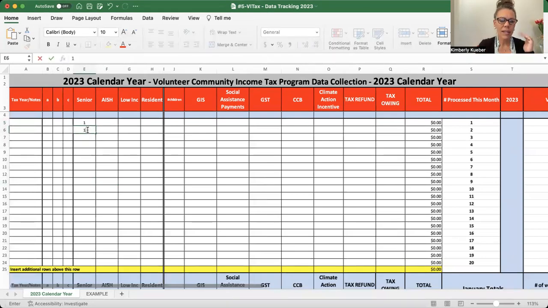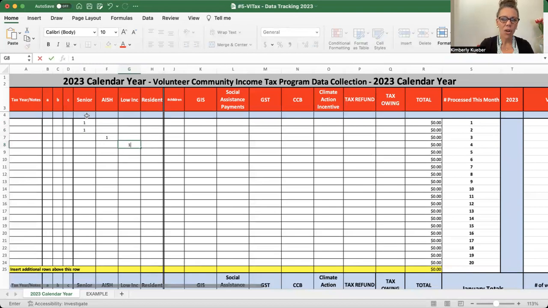So how this works, again, if they're a senior, you mark them down as senior. Doesn't matter if they're AISH, low income, or resident, you leave that blank. If they are not a senior and they are on AISH, you put a 1 under AISH. If they happen to also be low income or resident, doesn't matter, you leave those blank. If they are not a senior and they are not on AISH, but they are low income, you put a 1 under there and you leave the rest blank.